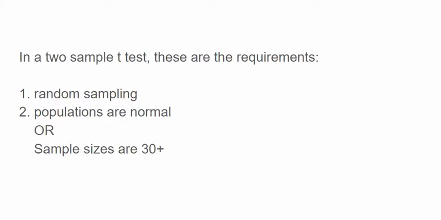So this is really the same checklist that we had for confidence interval of a mean, but we're extending it to two populations. So now it's two populations that have to be randomly sampled, and two populations that either have to be normal or be sampled 30 or larger.